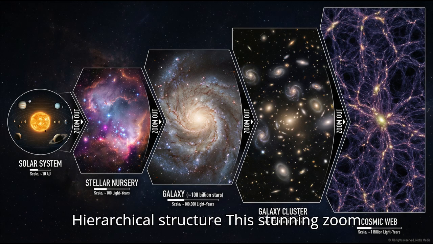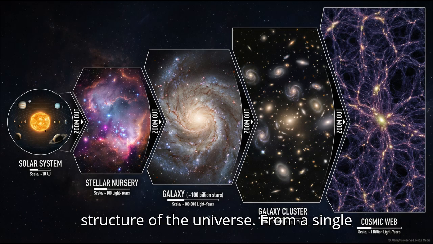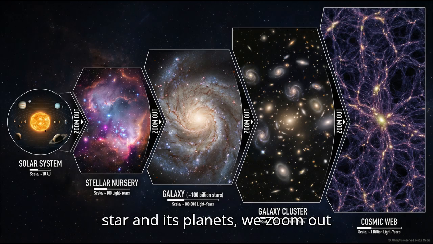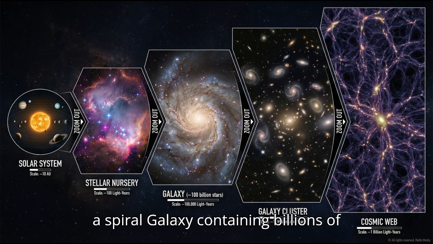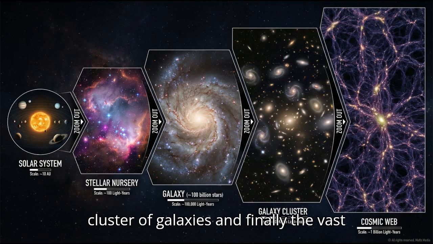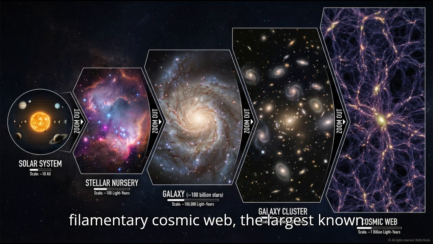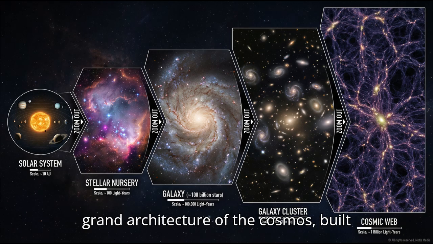Slide 2.8 Hierarchical Structure. This stunning zoom-out sequence reveals the hierarchical structure of the universe. From a single star and its planets, we zoom out to a star-forming nebula, then to a spiral galaxy containing billions of stars. Further out, we see a cluster of galaxies, and finally, the vast, filamentary cosmic web, the largest known structure in the universe. This is the grand architecture of the cosmos, built over billions of years.